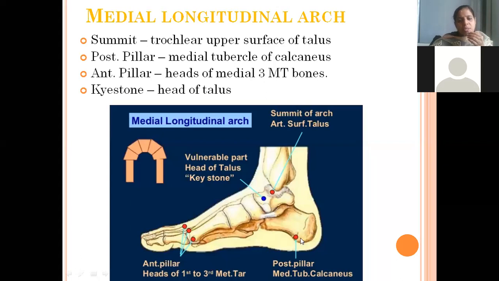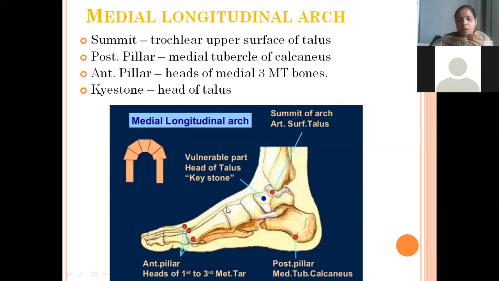Posterior pillar. Which bone are we finding here? Calcaneus. And you have a projection, you call it the medial tubercle. Then this is the anterior pillar. How many bones do we have here? Three bones: first, second, and third. Is it the head or the bases? Heads, isn't it? It's the first, second, and third metatarsal bones.